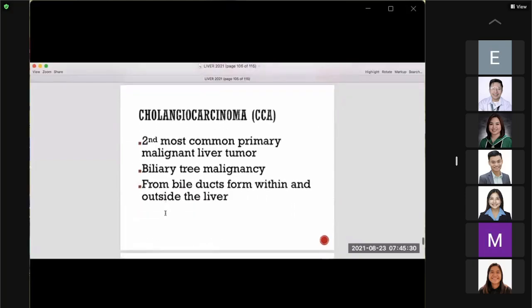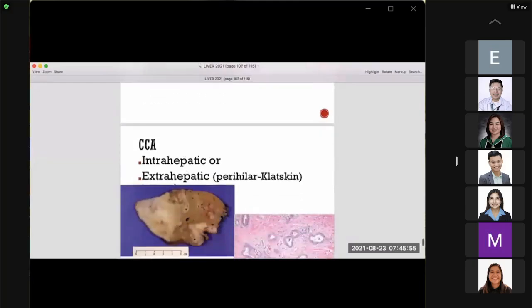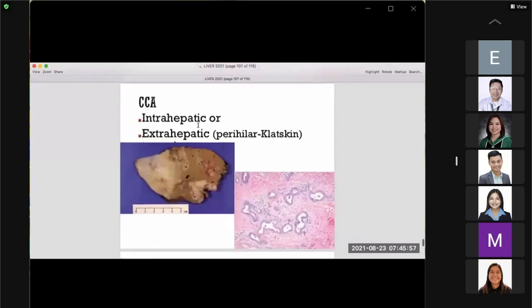The next malignancy is cholangiocarcinoma. This is noted to be the second most common primary malignant liver tumor. So it is a biliary tree malignancy. This comes from bile ducts that are within the liver. As I've mentioned, it can also occur outside the liver. So cholangiocarcinoma can be intrahepatic or extrahepatic, which is known as the cracked skin tumor.